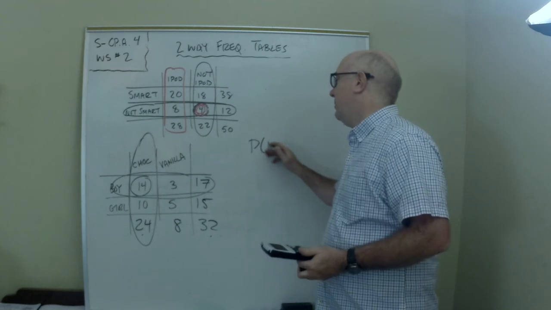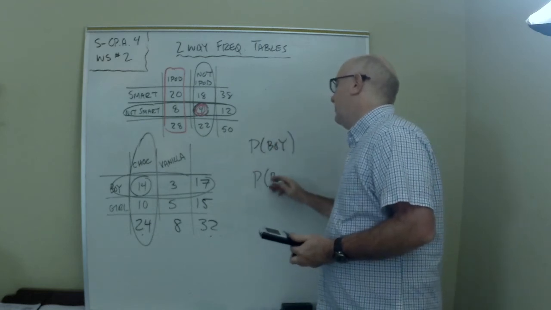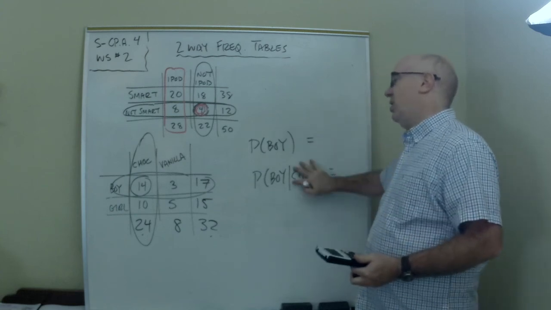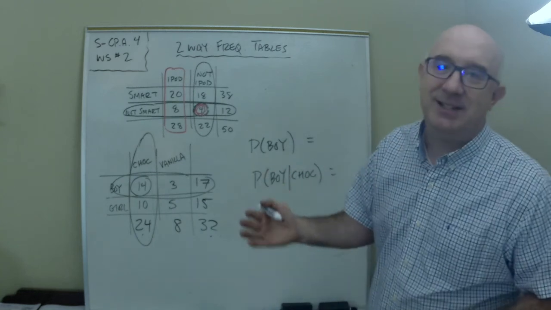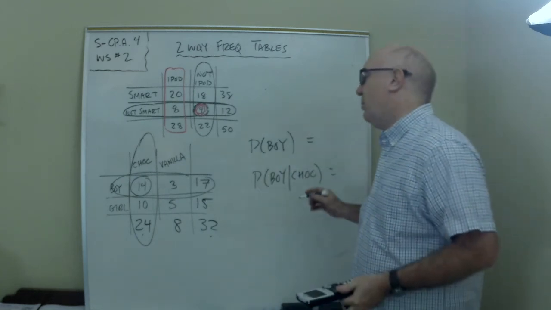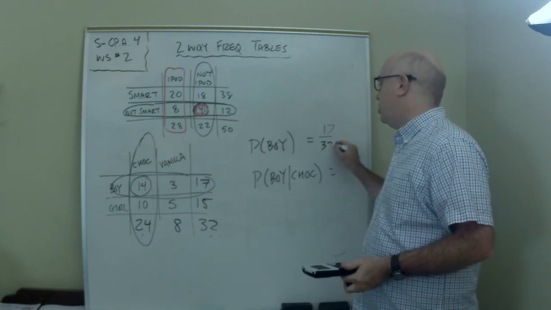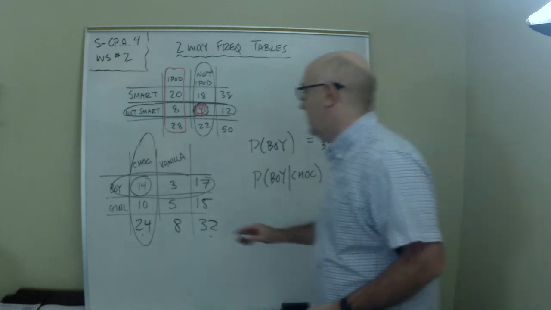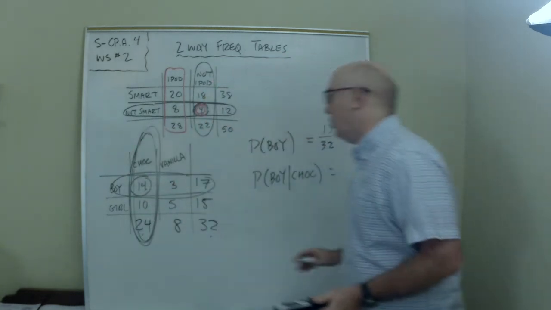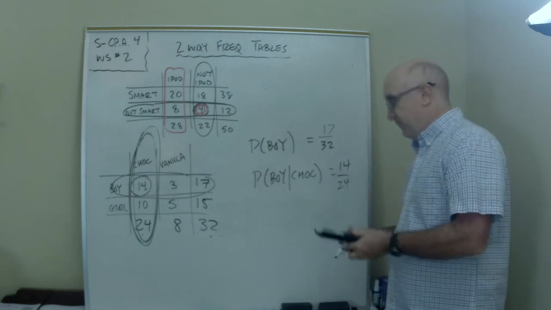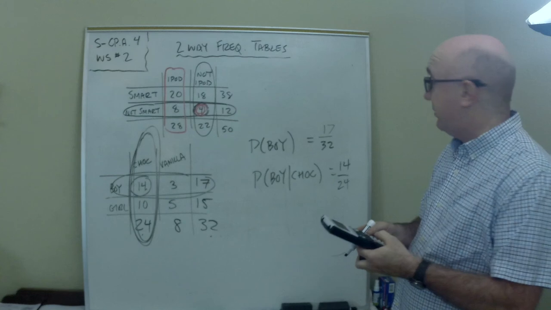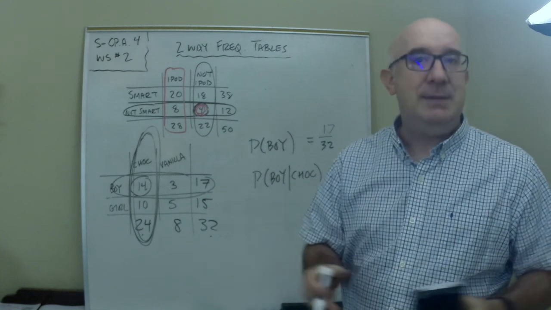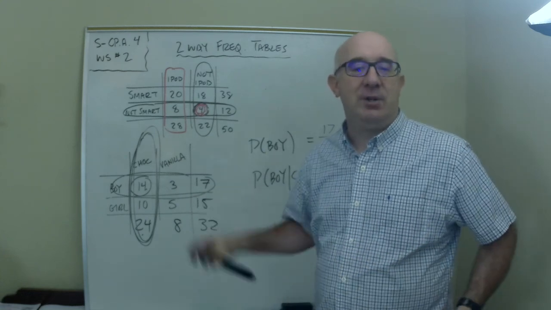Here's another way to test it. Here's the probability of boy, and let's test it with the probability of boy given that chocolate was selected. If these two answers are the same, then they are independent. They won't be because we've already tested this, but let's test it a different way. Probability of boy is 17 out of 32. Probability of boy given chocolate: given that chocolate has been selected, a boy would be 14 out of 24. 17 divided by 32 is 0.53. 14 divided by 24 is 0.58. These are different. They are not independent. I love two-way tables. They're so visual and make good connections for you.